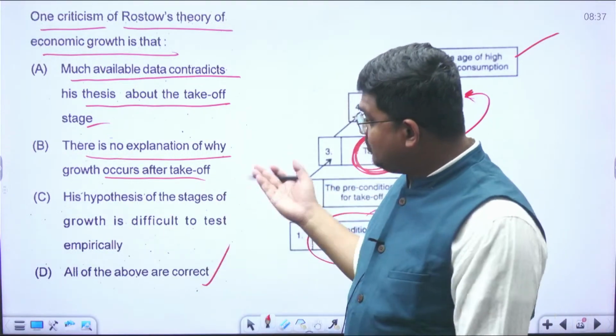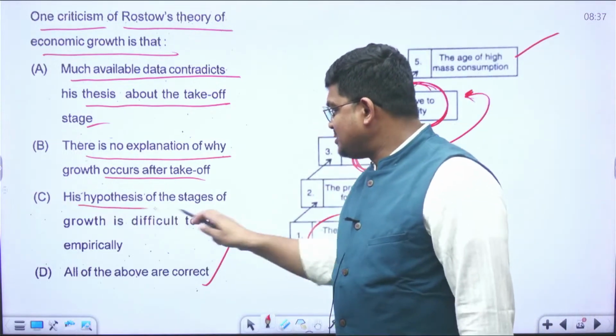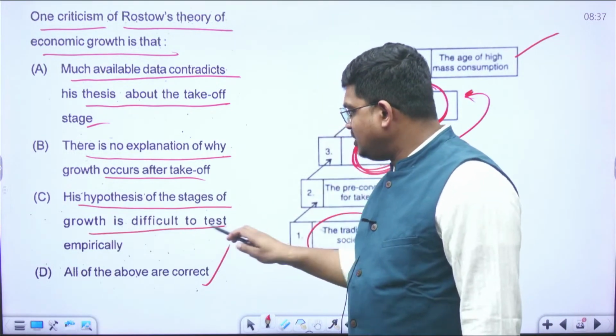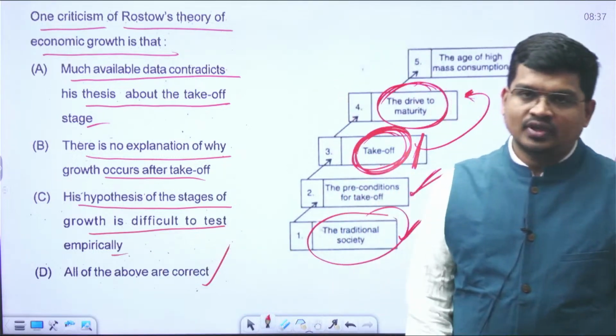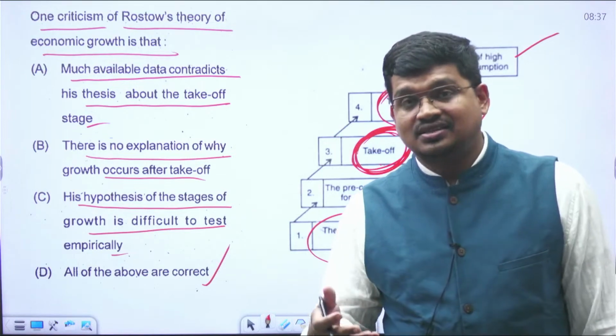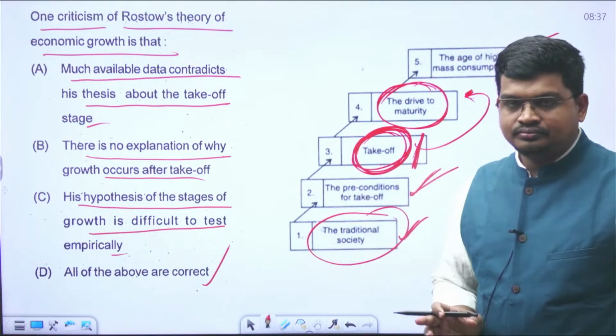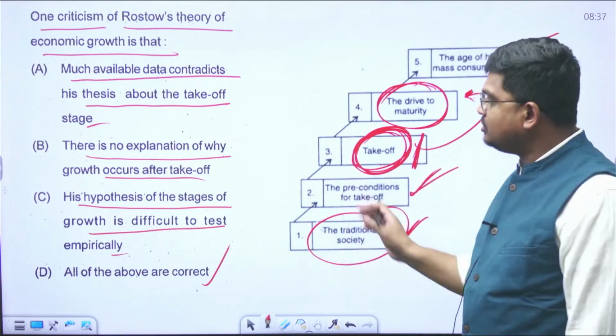Again, it was criticized by a few economists in the same manner. His hypothesis of the stages of growth is difficult to test empirically. The data from different countries suggests the theory does not fit every country. Clear? Chalo.